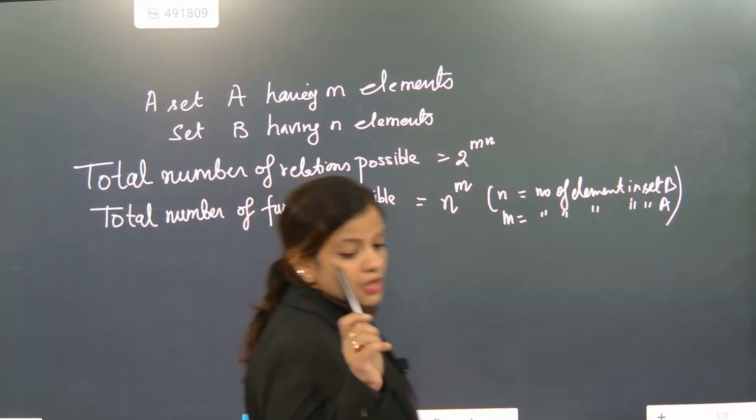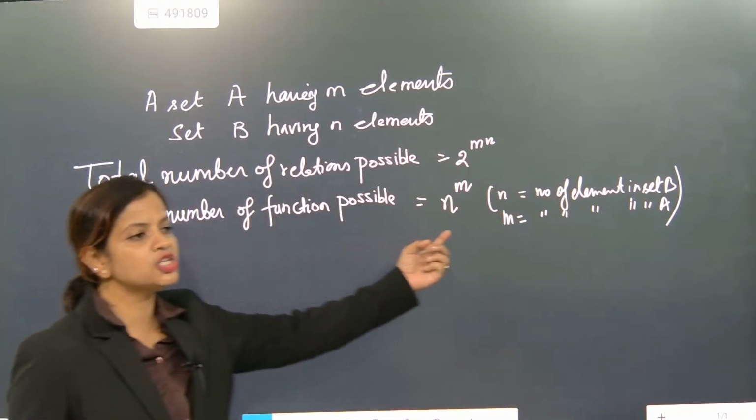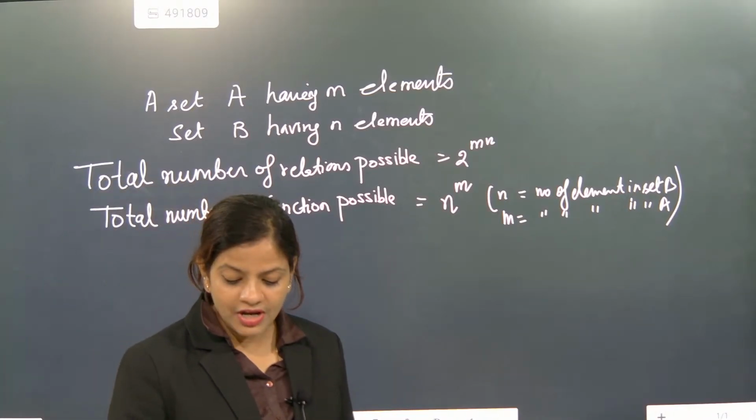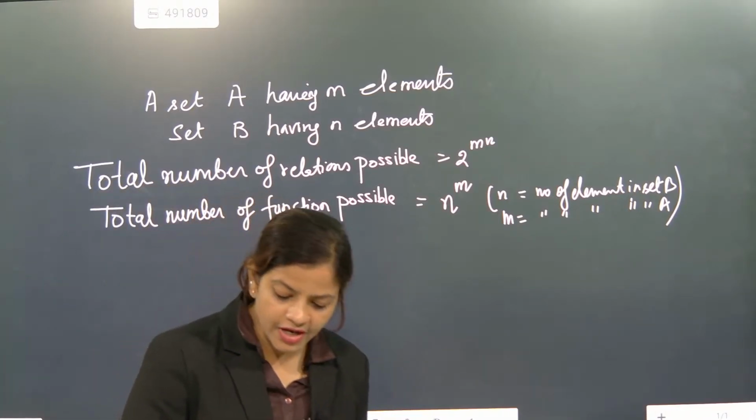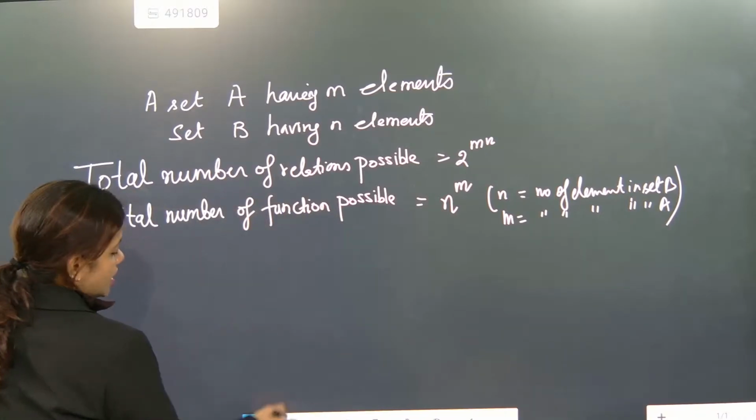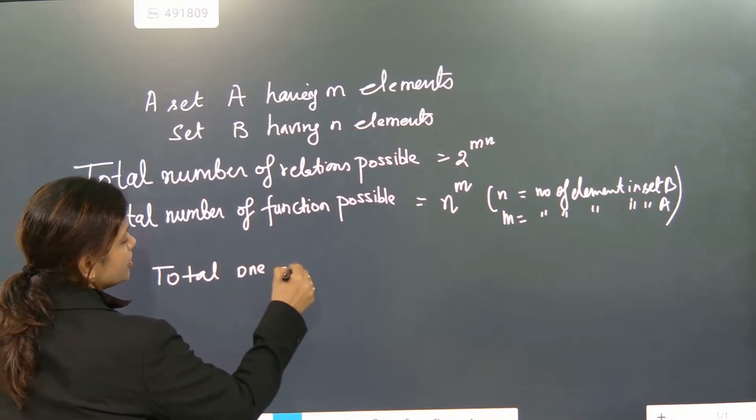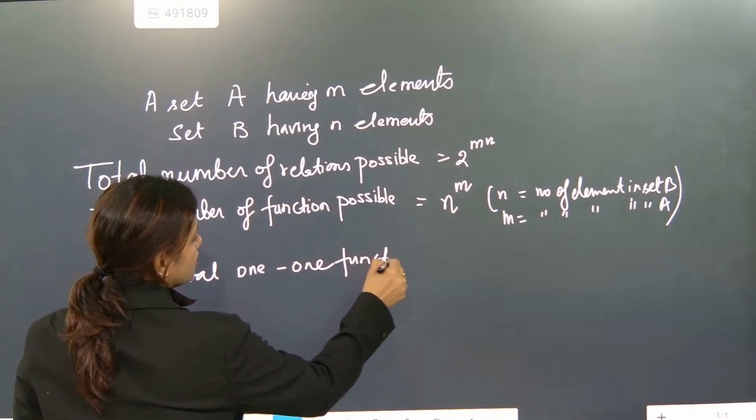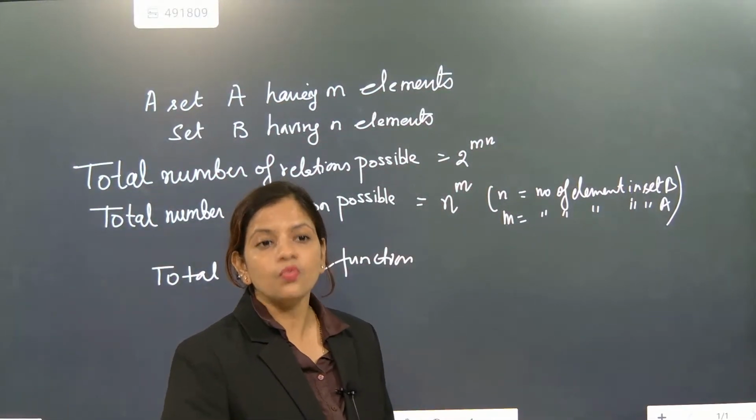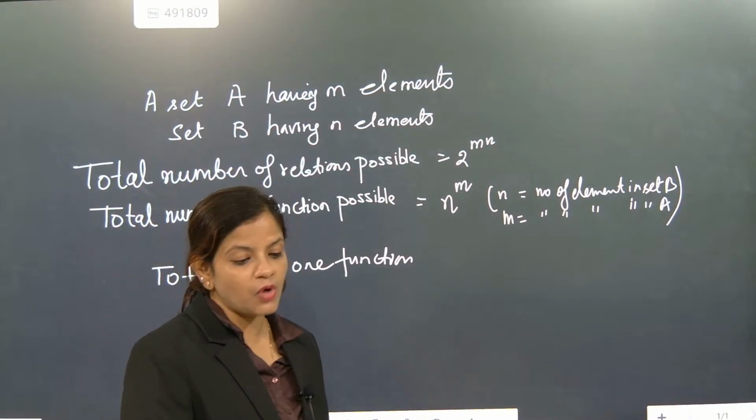Now listen. Please remember this part. If somebody asks how many functions are possible, what is the answer? N to the power m. Now somebody will ask the total number of one-one functions possible. Note down how many one-one functions are possible.